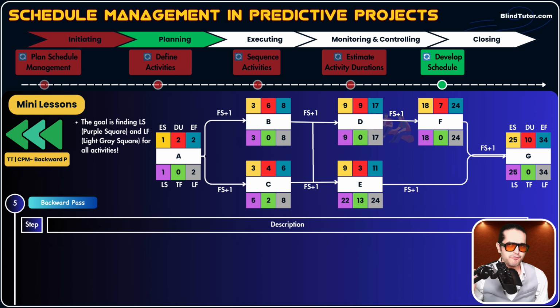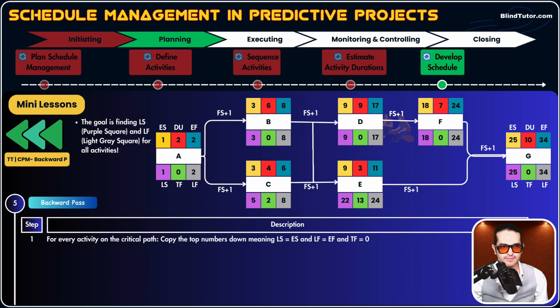Now guys, first step in the backward pass. For every activity on the critical path, we copy the top numbers down, meaning LS equals ES, LF equals EF, and TF equals 0. What does this mean, guys? We know we had 4 paths and one of the paths was the critical path. What did we say about the critical path? We said those activities that are on the critical path have total float of 0.